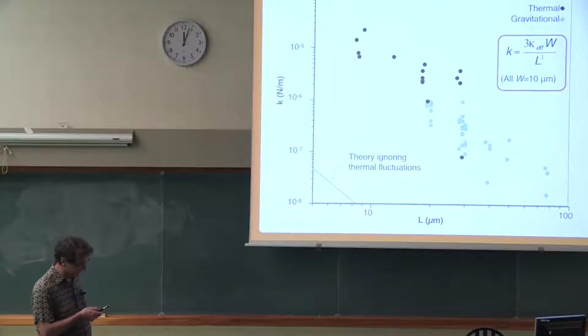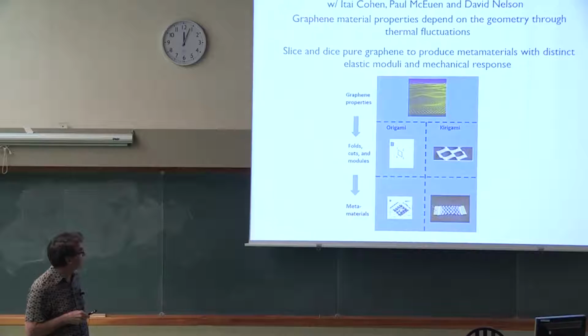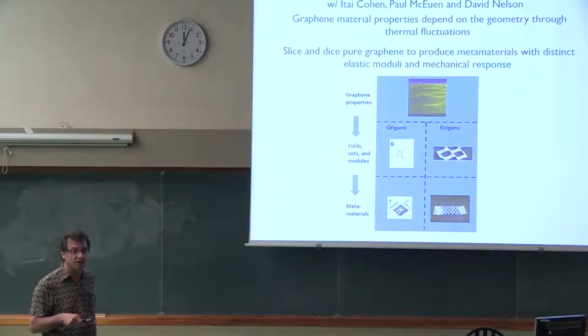So what is the idea of this collaborative project we have? It's to slice and dice pure graphene to produce many materials with distinct elastic moduli and mechanical responses. So we start with this. You can imagine doing origami on this system, but graphene is too strong to fold. But you can cut it with lithography. You can put holes in it. You can put slits, holes, change the topology, and that's going to affect its thermal fluctuation response.